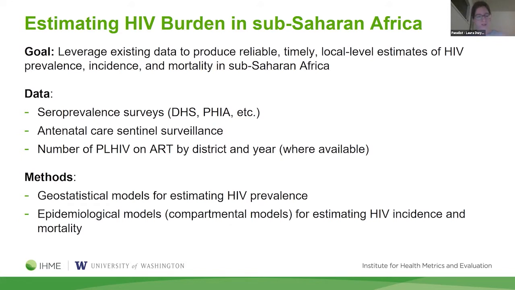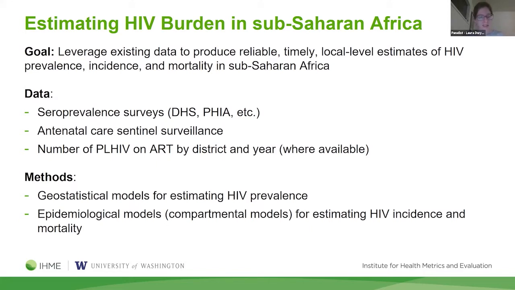From the data sources that I just listed, we have observations of HIV prevalence in some locations and time periods, and we build a model that observes the relationships among those data and those locations and time periods and use it to predict for all locations and time periods in the study area.